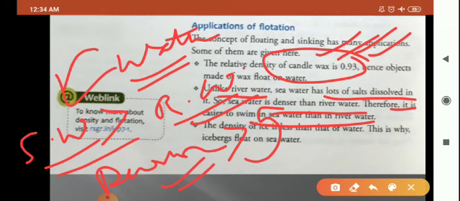So that is the reason it is given that since sea water is denser than river water, in sea water the concentration of the salt is more, so it is denser, and therefore swimming in sea water is easy, because an object will easily float over the sea water as compared to river water.